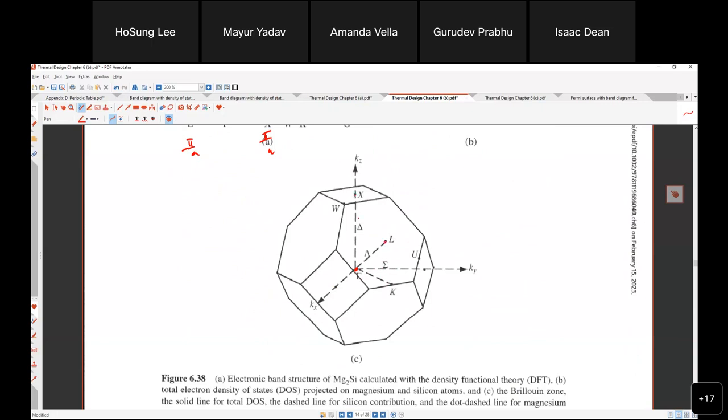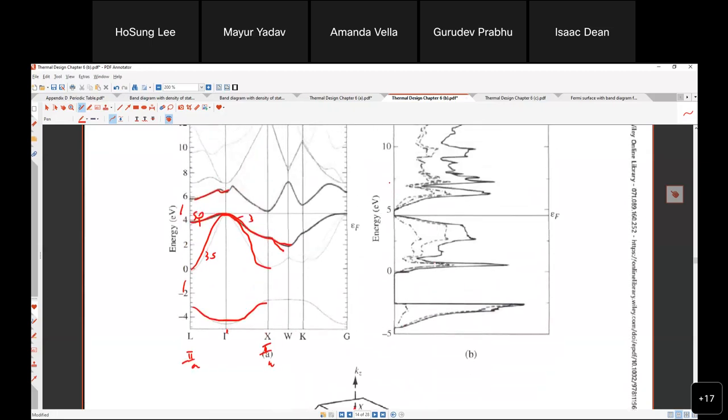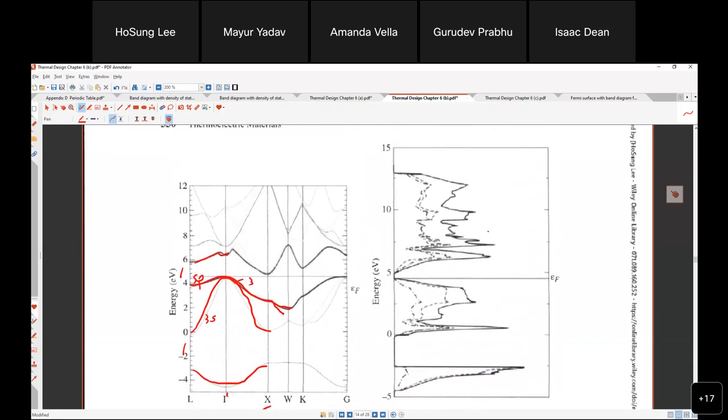So you can discuss directional K. This is the L direction, the X direction, K, and this is the density of states, G, density of energy. This is energy. And then they found the Fermi energy is here.